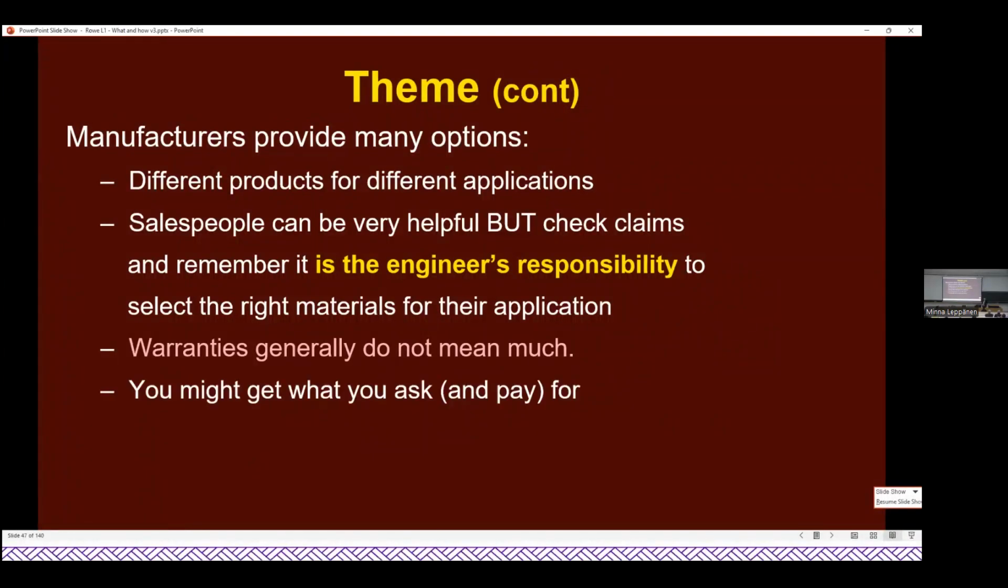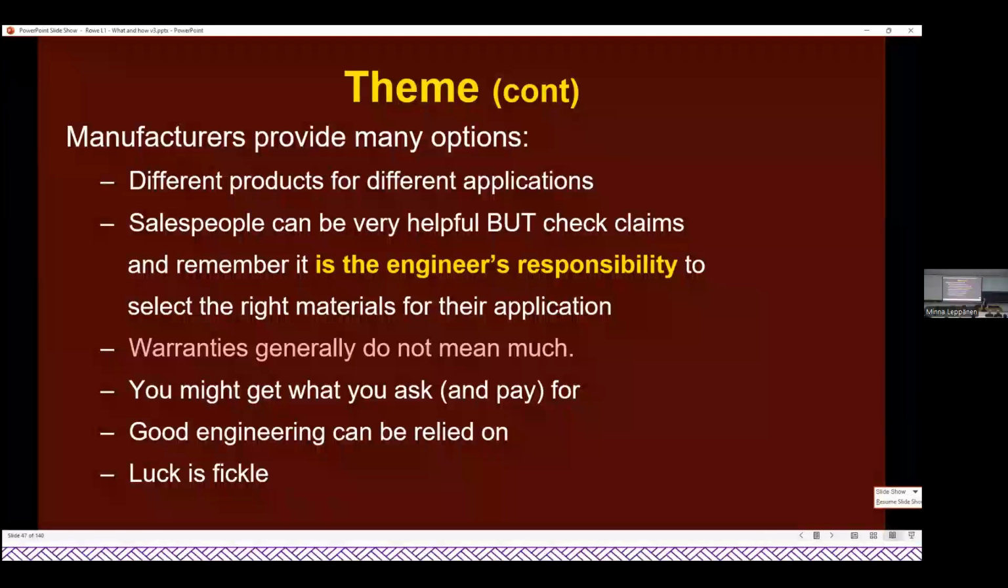Another common mistake is people specify the wrong thing. They want it cheap, and sometimes a supplier will recognize it's going to be a problem and actually give you a better product than you paid for. But as soon as you start relying on that, you're in trouble. Good engineering can be relied on. Luck is fickle.